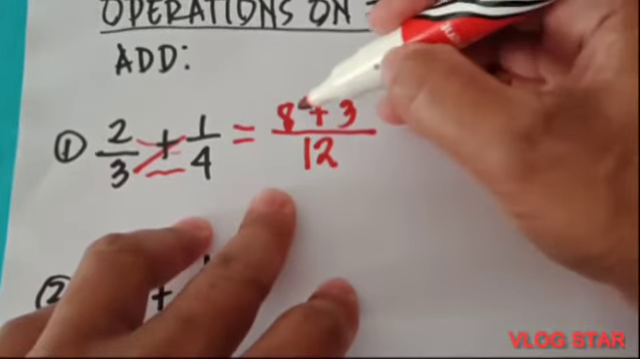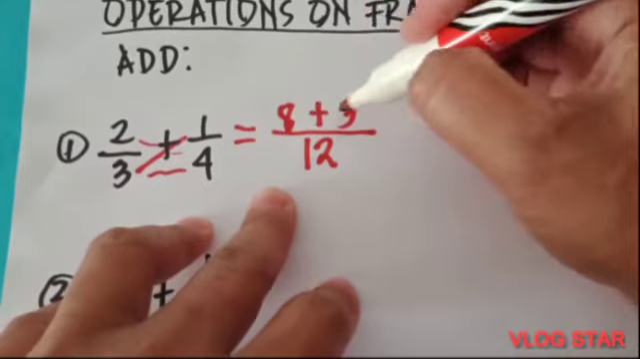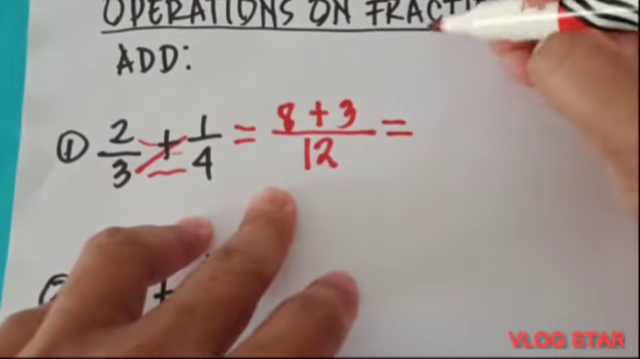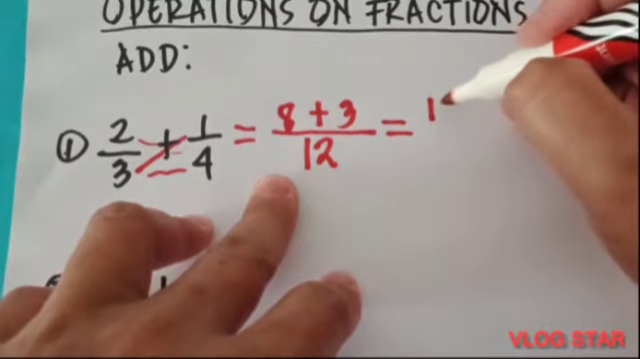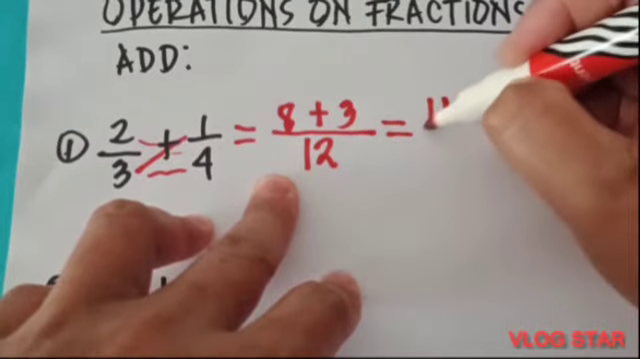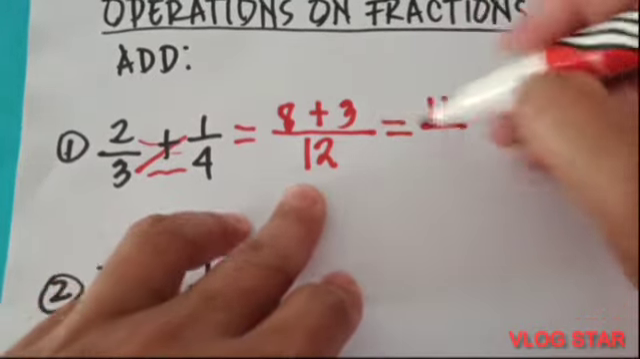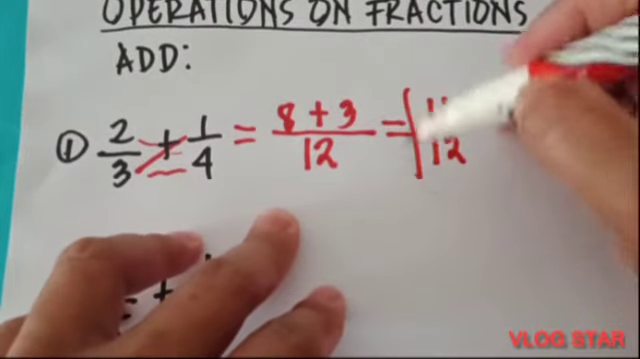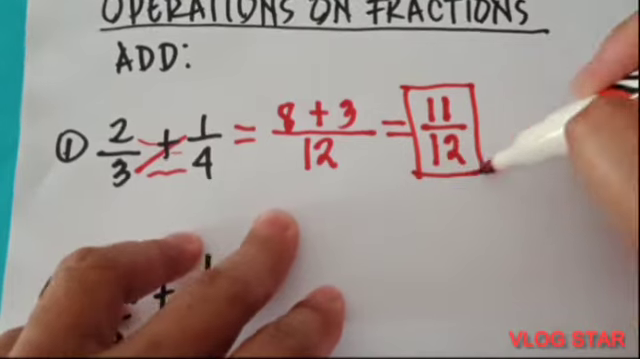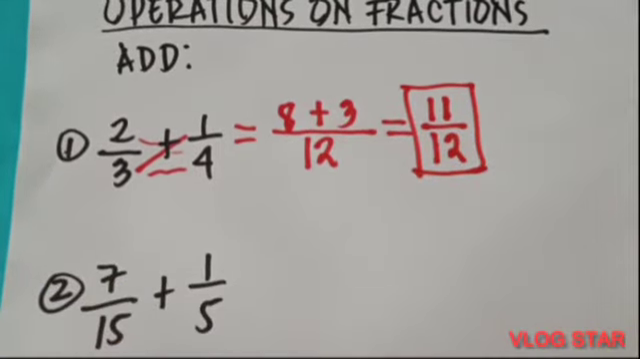Tapos, i-proceed na tayo sa pag-add. Then, ang tamang sagot is 8 plus 3 is 11. Then, denominator natin is 12. So, ang tamang sagot is 11/12.